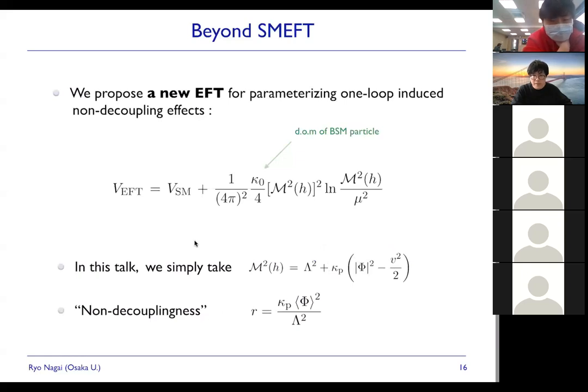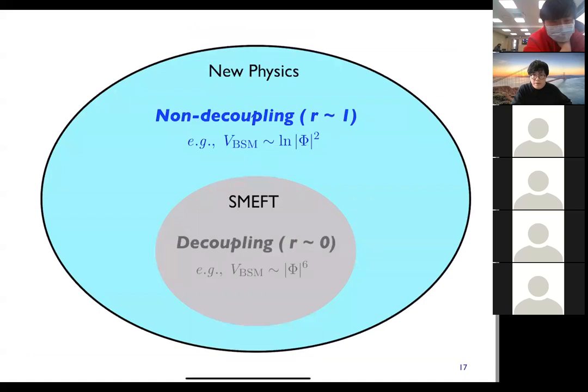And the important parameter in our EFT formalism is the non-decouplingness R, which is defined like this. As we discussed before, when R is close to zero, the new physics becomes decoupling. So in that case, our EFT falls into the conventional dimension 6 EFT. On the other hand, when R is order 1, the new physics becomes non-decoupling. And the important point here is that our EFT formalism can cover the four regions in this figure. The parameter R is the essential order parameter in our EFT, which controls whether the new physics behind the EFT description is decoupling or non-decoupling.